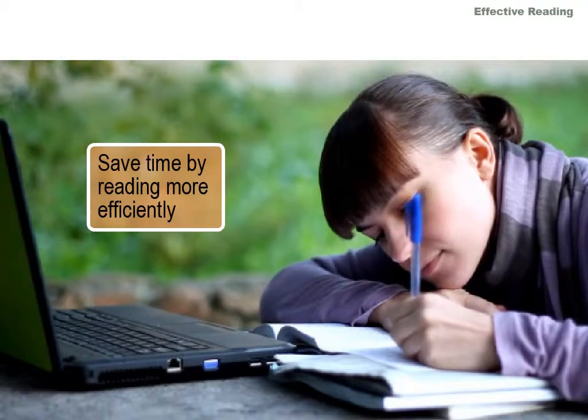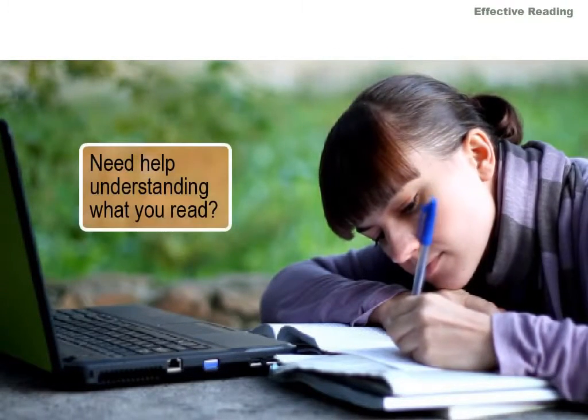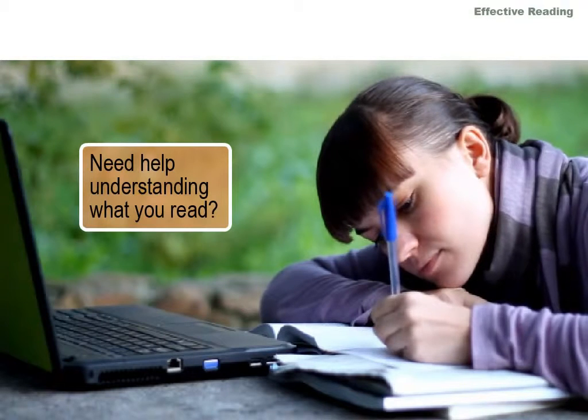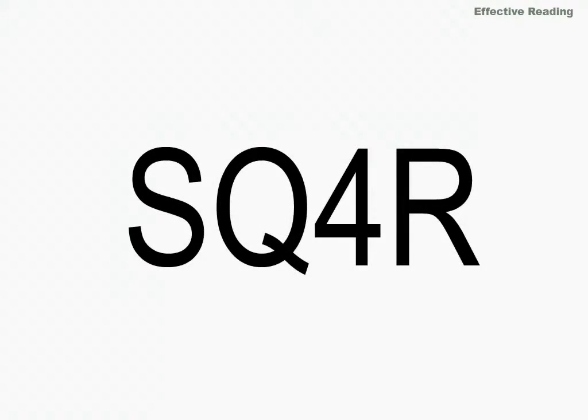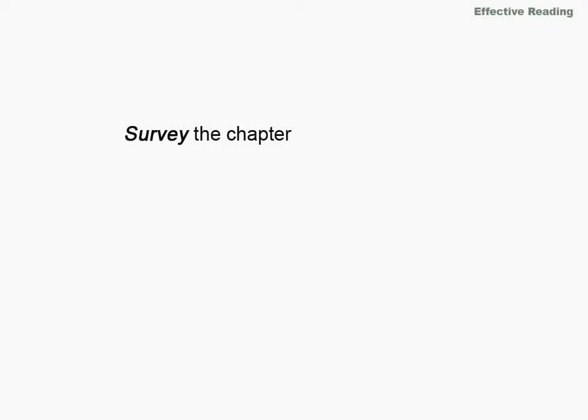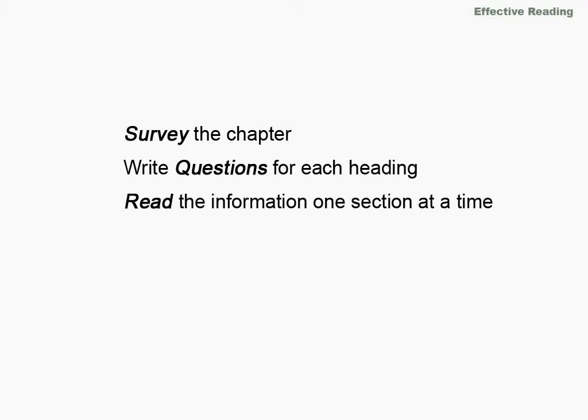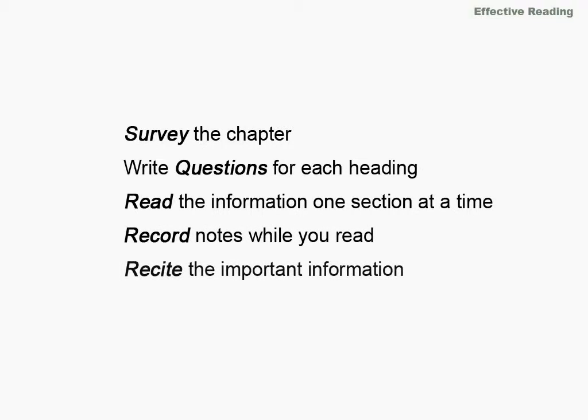This tutorial will introduce a process called SQ4R, which you may apply to both book and journal article reading. SQ4R, what does that mean? It's an acronym for the steps to effectively read and understand text: survey the section or chapter, write questions for each heading and subheading, read the information one section at a time, record important information by taking notes, recite the information out loud, and review the information learned in that section.